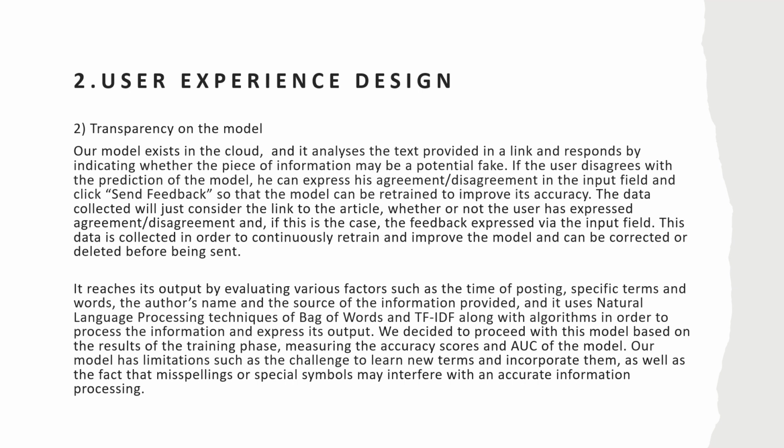As we have explained, if the user disagrees with the prediction of the model, he can express disagreement in the input field and click Send Feedback so that the model can be retrained in order to improve its accuracy. The data collected will just consider the link to the article, whether the user has expressed agreement or disagreement, and if this is the case, the feedback expressed via the input field. This data is collected to continuously retrain and improve the model and can be corrected or deleted before being sent.